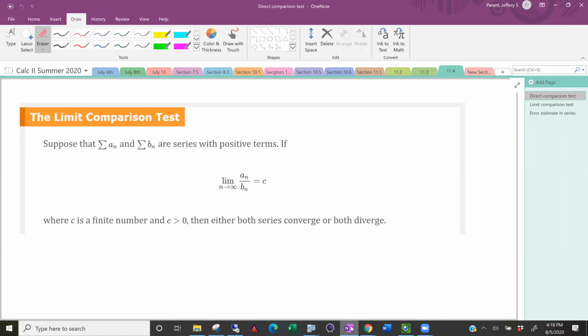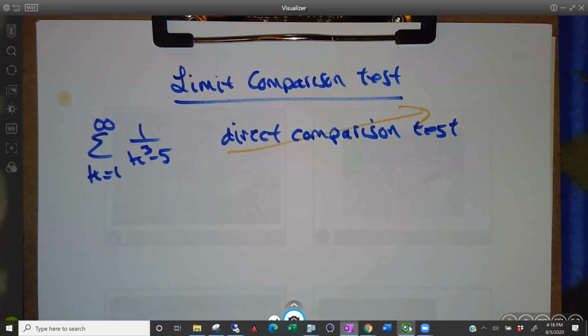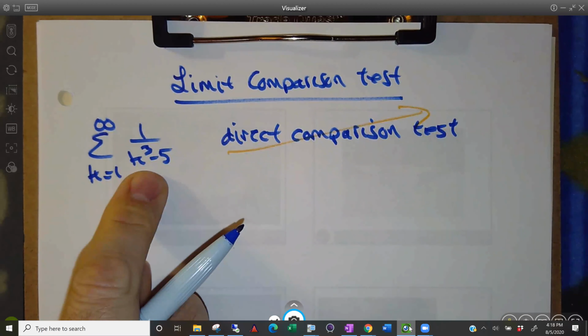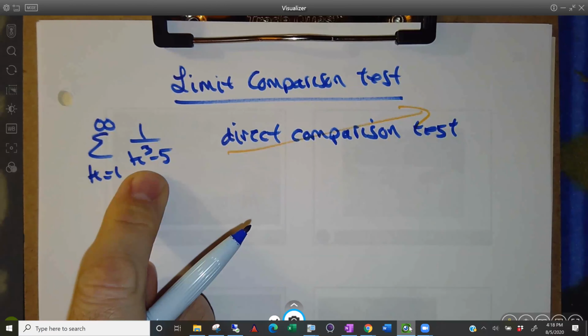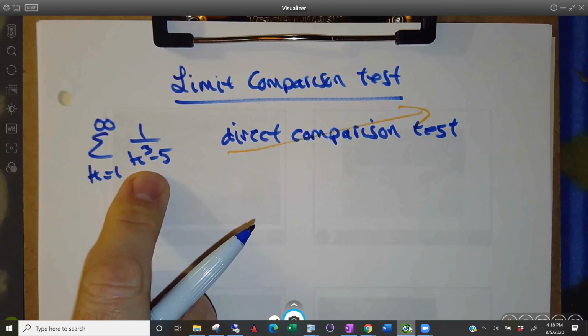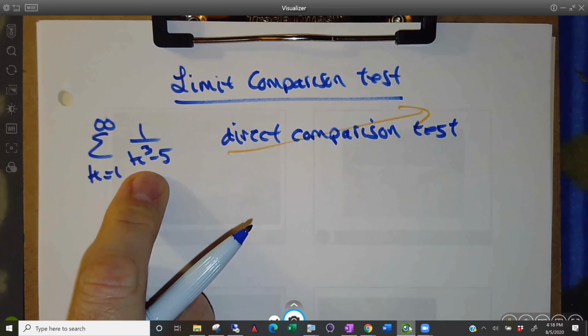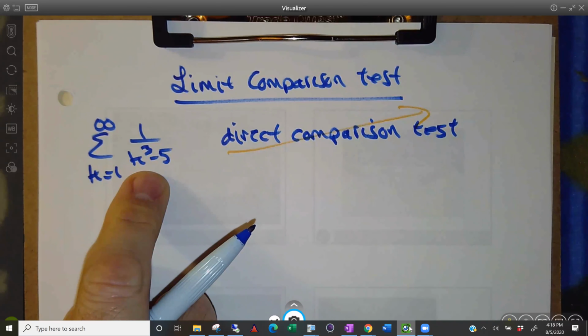And this is a beautiful test. In fact, I would recommend that you not use the direct comparison test at all. I do mention it because occasionally it can be helpful. But the thing about the direct comparison test is that students often get the inequality messed up, and they prove something with the wrong series, or they prove something they can't. With the limit comparison test, there's no problem.